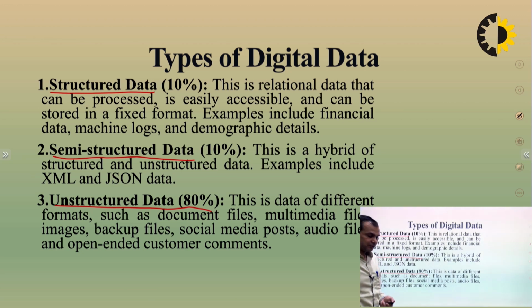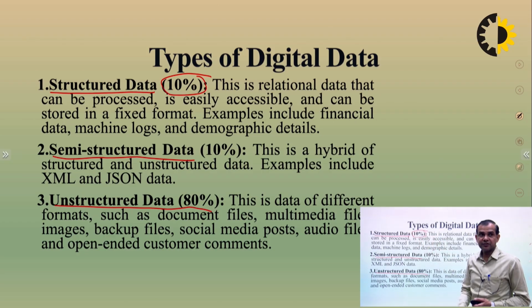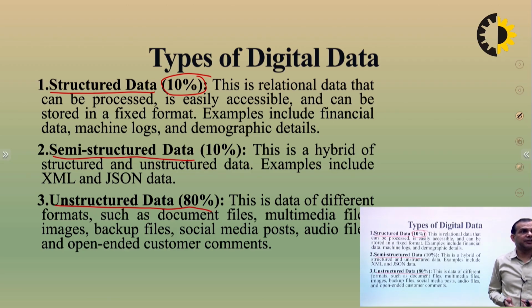unstructured data. Structured data means data in a proper format, and in this era it is very small, only about 10%. Structured data is relational data, similar types of data that can be processed easily and stored in a fixed format because it is only 10% and limited in amount. Examples include financial data, machine logs, and demographic details. All of these are structured data, in a very limited form of about 10%.